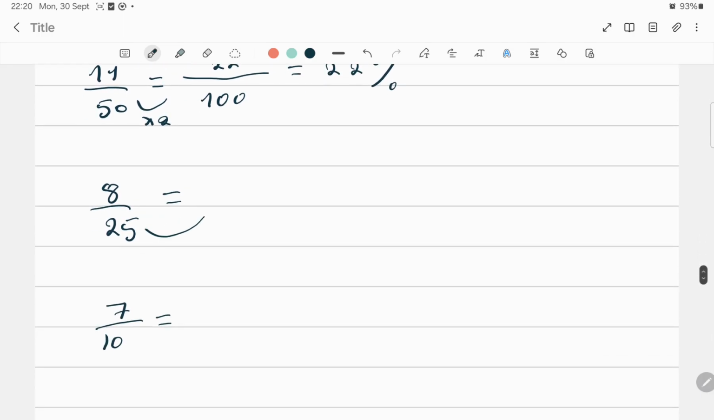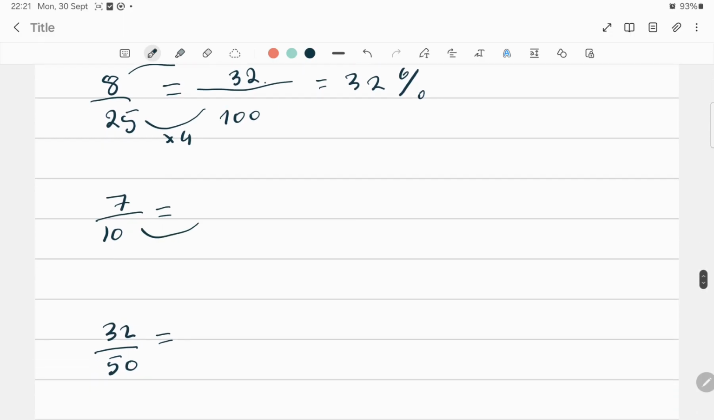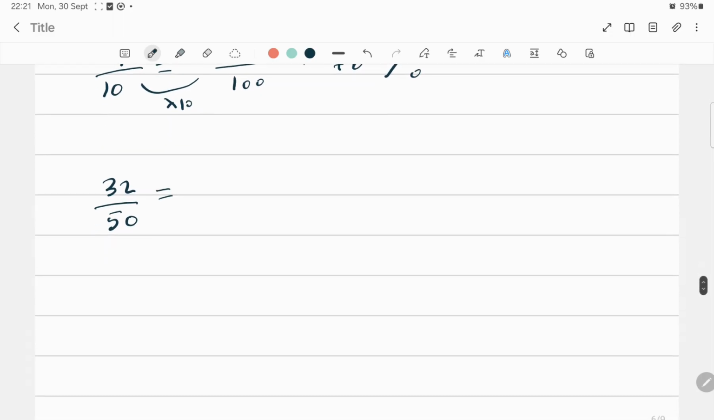8 over 25, we multiply that times 4. That's 100 at the bottom, and this one times 4, and it's 32%. 7 over 10, we multiply times 10, so it's 70 over 100, 70%. 32 over 50, we multiply times 2, both of the numbers, and this is 64 over 100, 64%.